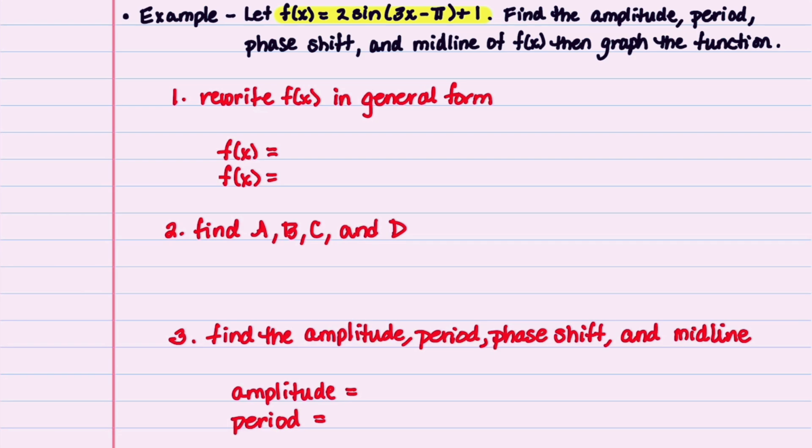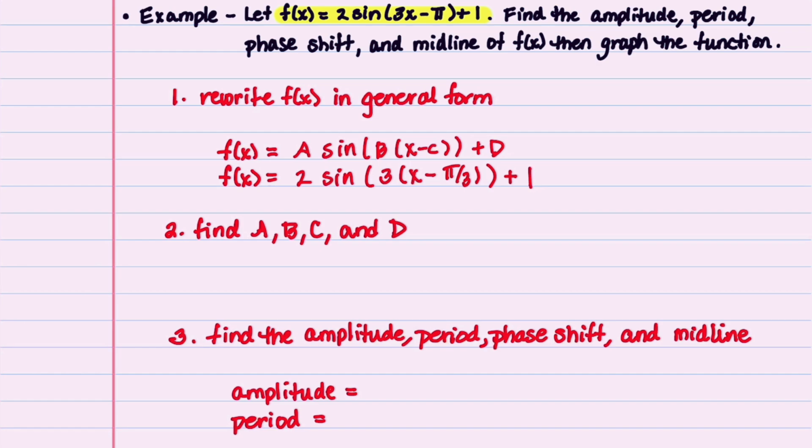Let's write down what that general form is. F of x is equal to a times sine of b times the quantity x minus c, plus d. If we write our f of x in this form, we get 2 times sine. Now we're going to pull out the b, which is equal to 3. x minus, and then instead of pi, because we pulled out a 3, we have to write pi over 3, plus our midline, which is 1.